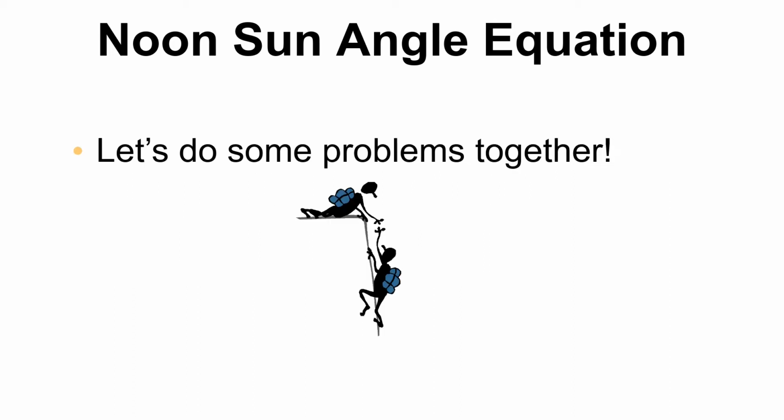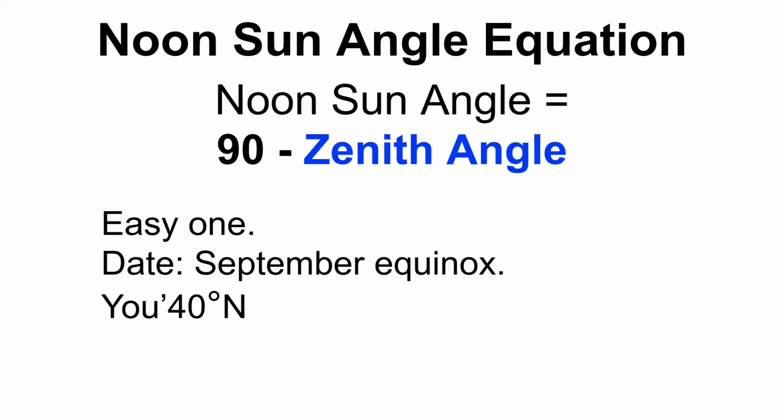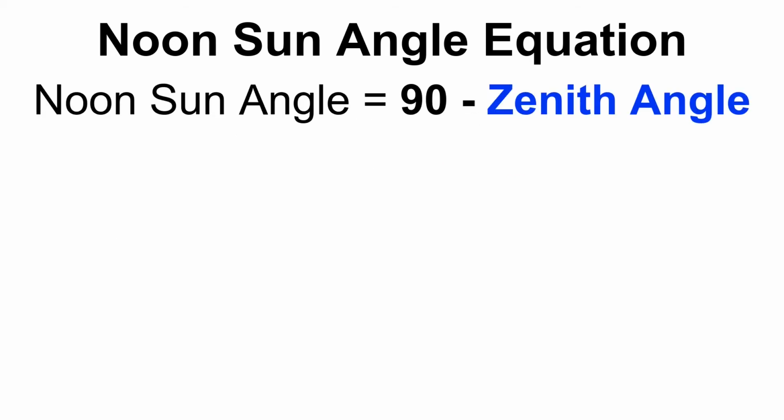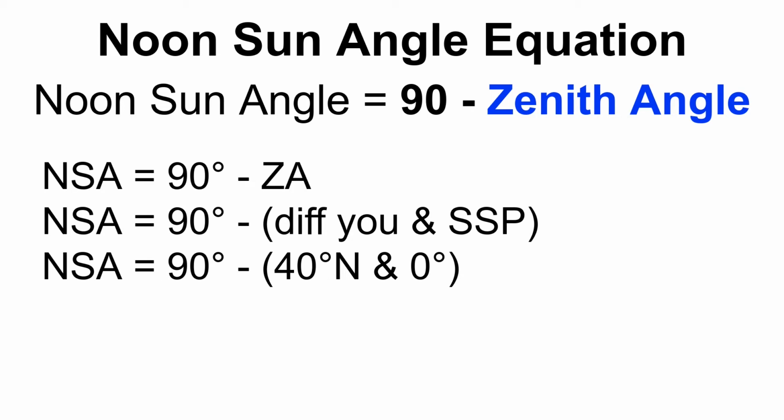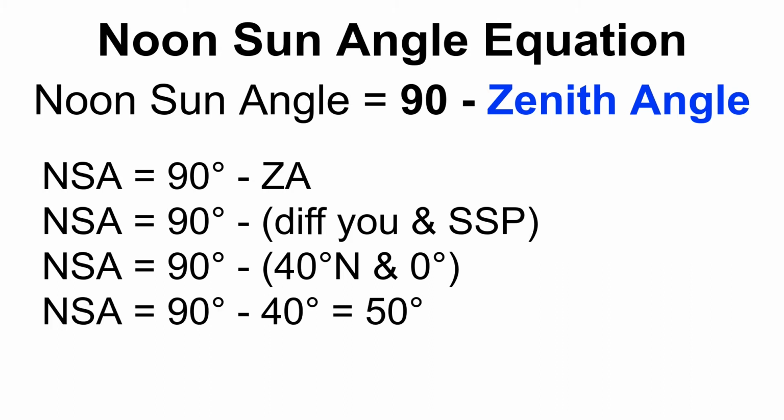Let's look at crappy clip art together. All right, easy one. So the date, the September equinox, so we know where the subsolar point is. 40 degrees north. Yeah, I don't know what that means. I'll fix that later. So noon sun angle equals 90 minus the zenith angle. The noon sun angle is 90 degrees minus the difference between you and the subsolar point. So in the setup, I said you're at 40 degrees north. The subsolar point is at 0 degrees. So 90 minus 40 equals 50. So the noon sun angle is then 50 degrees.